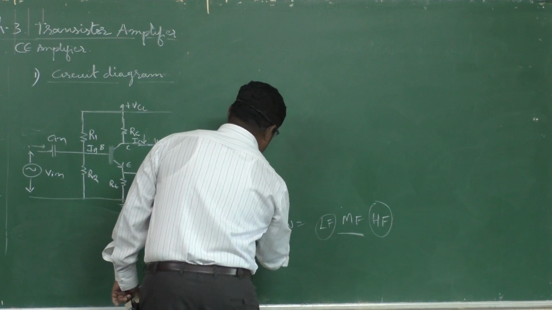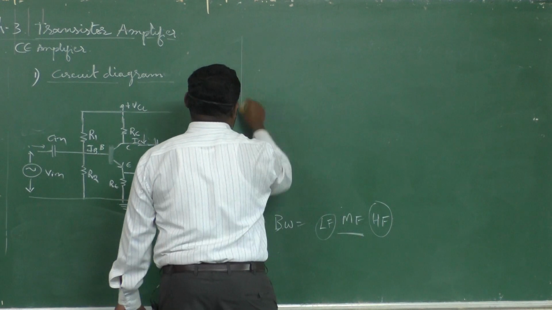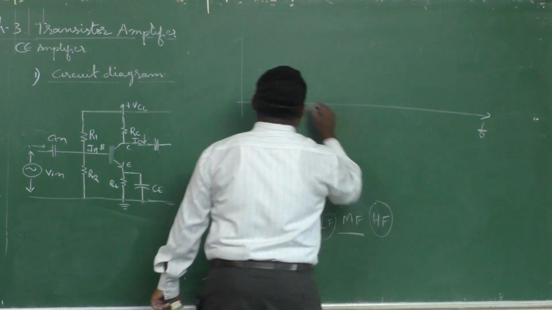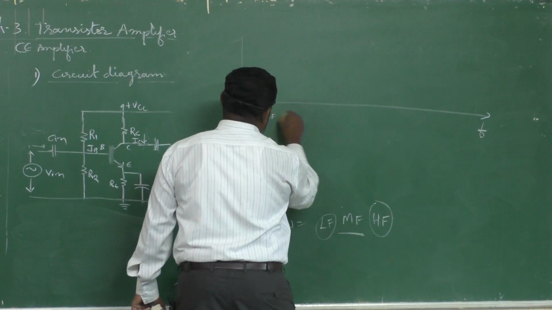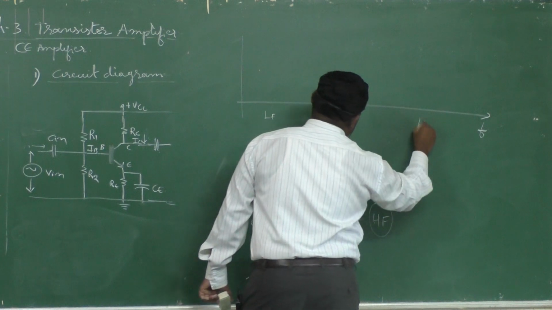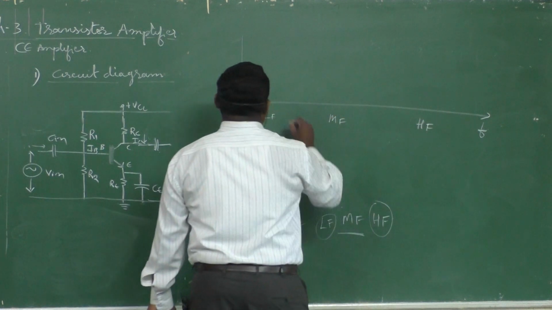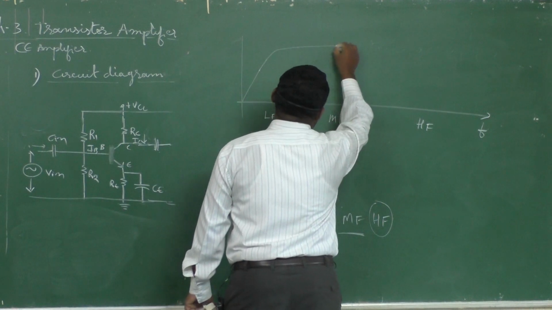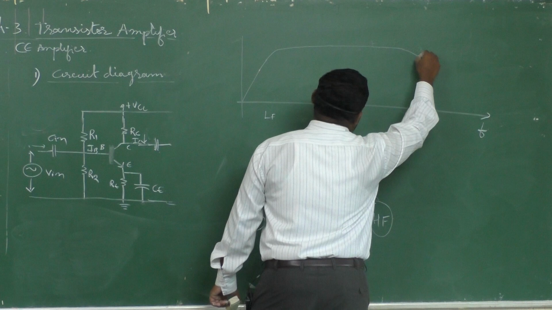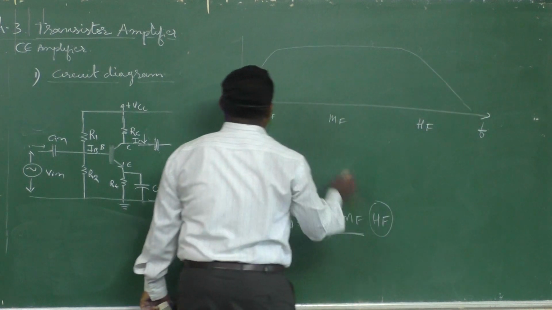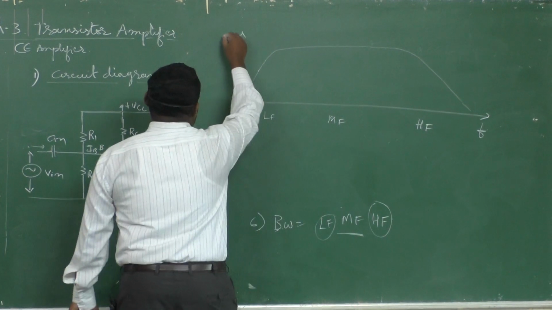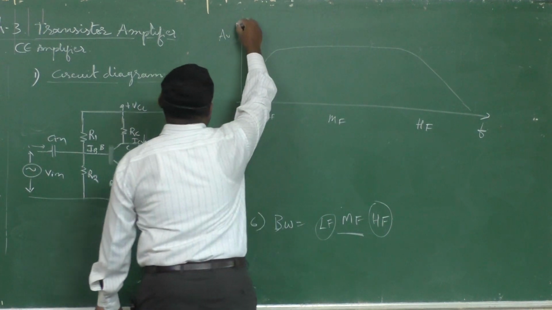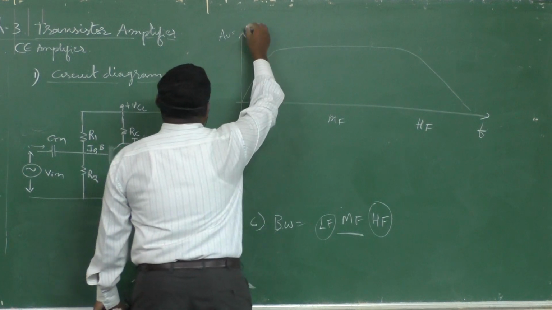Okay. Another day I had told, we have the frequency like this. So this is frequency, and this is low frequency, this is mid frequency, this is high frequency. So for low frequency it is increasing, for mid frequency it is constant, and for high frequency it goes on decreasing. So here we have AV, the ratio of output voltage to input voltage, or AP or AV we can say.